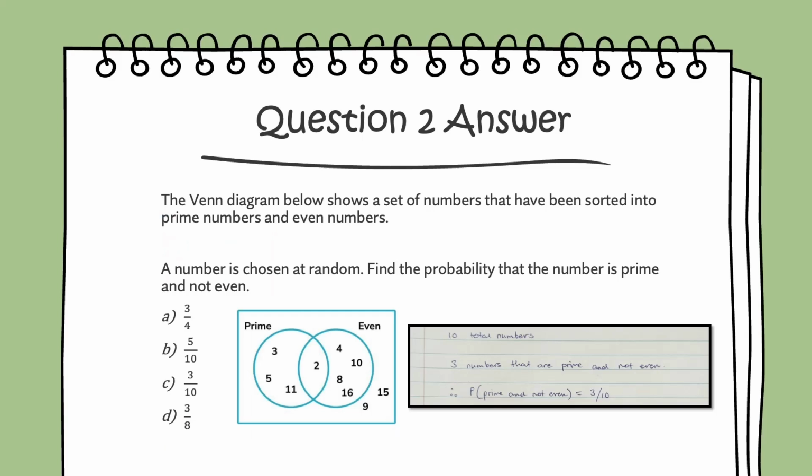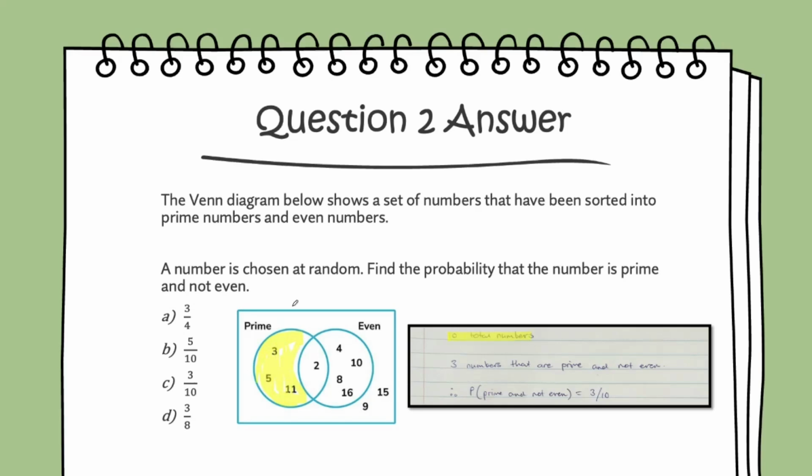If we look at the Venn diagram, what section are we looking at? For something that is prime and not even, we are looking at just this part here. It's not the overlapping part of the circle, but just this part of the circle here. This is just the prime section basically. So that's the area that we're looking at, and you can see that in the solution here as well.